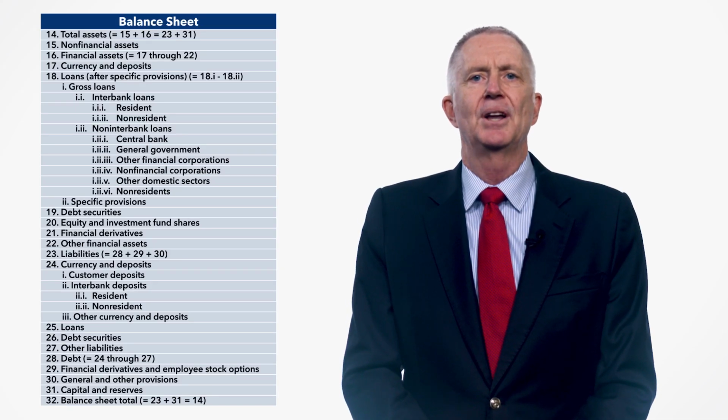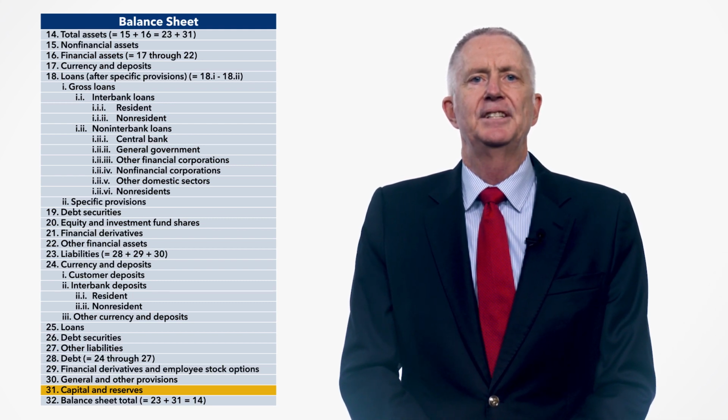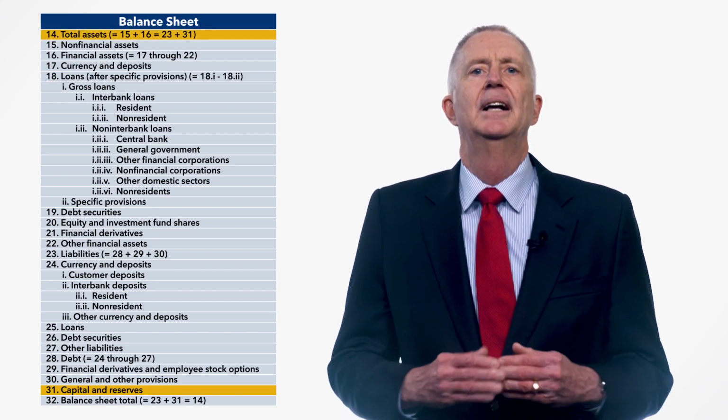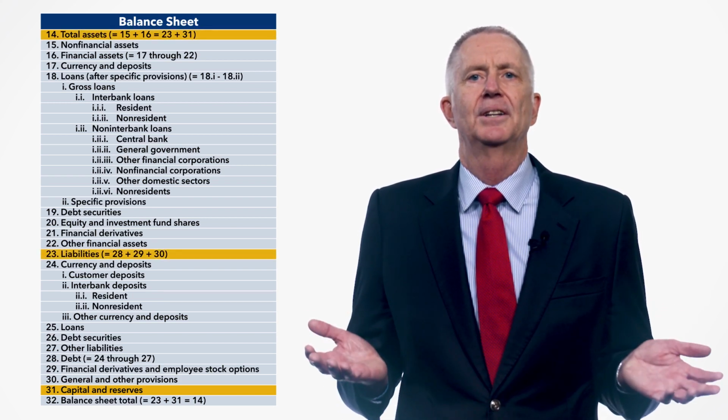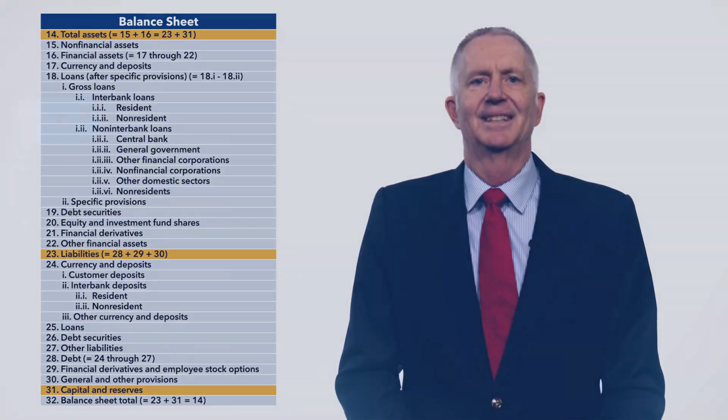Capital and reserves, line 31, is the equity interest of the owners in the enterprise. Capital and reserves comprise the difference between the value of total assets, line 14, and the value of total liabilities, line 23. It represents amounts available to absorb unexpected losses.